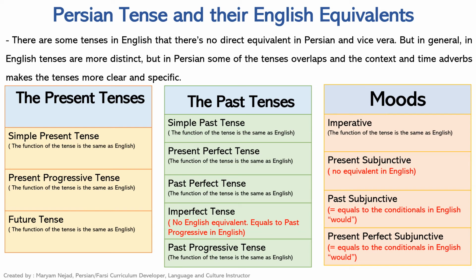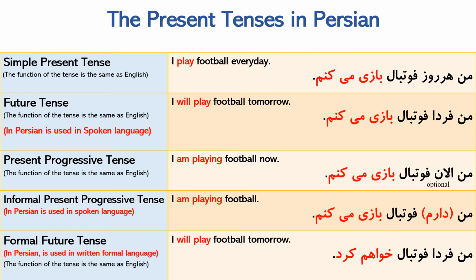But overall, just know that tenses in Persian are easier than English, because in English tenses are very distinct and very specific, but in Persian there's a lot of overlap among tenses, and usually the time adverbs or the context gives out more clues and makes the tense more specific. I'm going to explain this more in the following slides. But so far, if you look at this slide here, you will see that many tenses are similar to English tenses as well. Now let's go over the present tenses in Persian first.